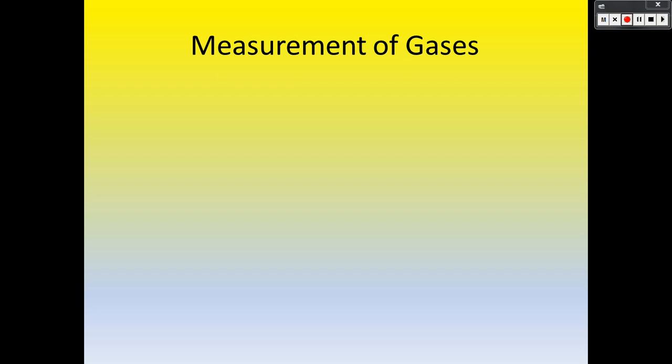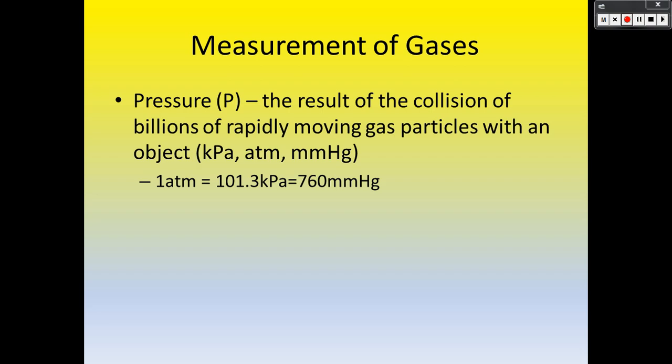So some of these are going to be familiar, some of these are going to be new. So we'll start with some new things. One measurement we make is pressure, and we denote pressure with a capital P. So if you see the variable capital P, that means pressure.